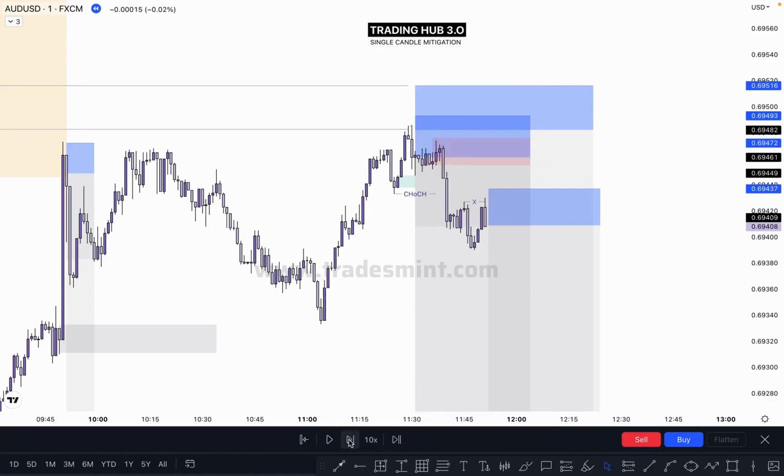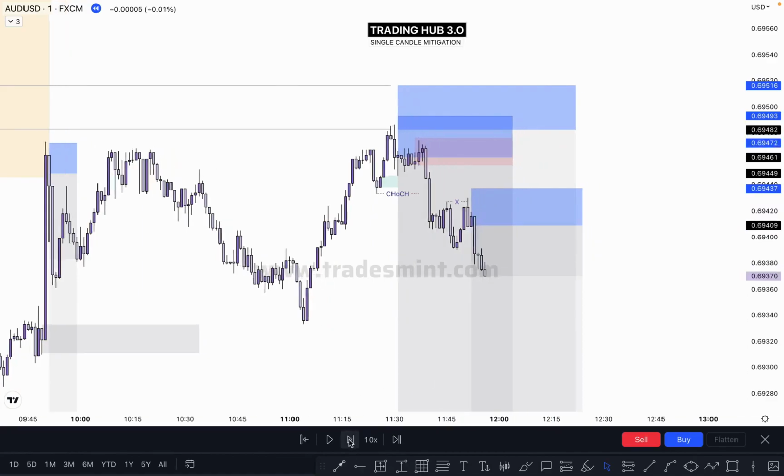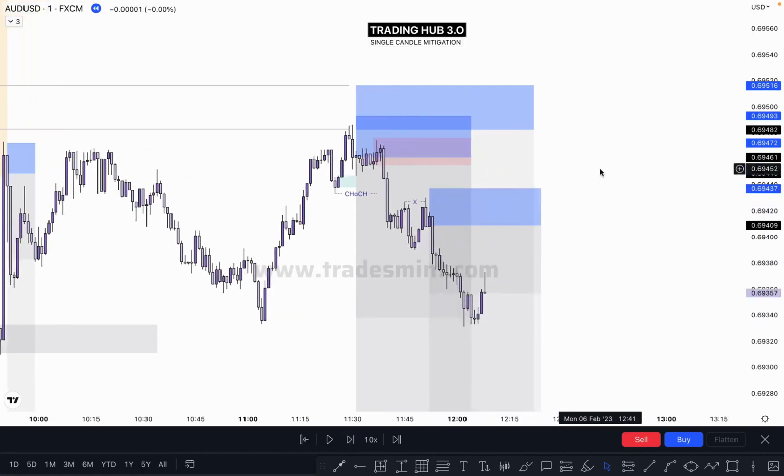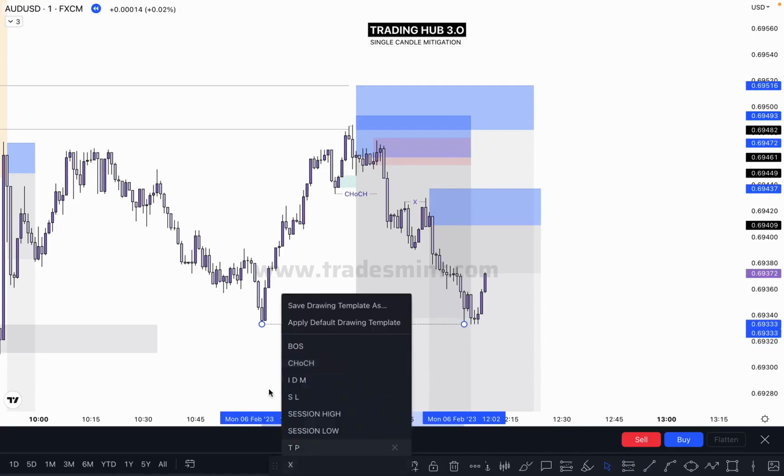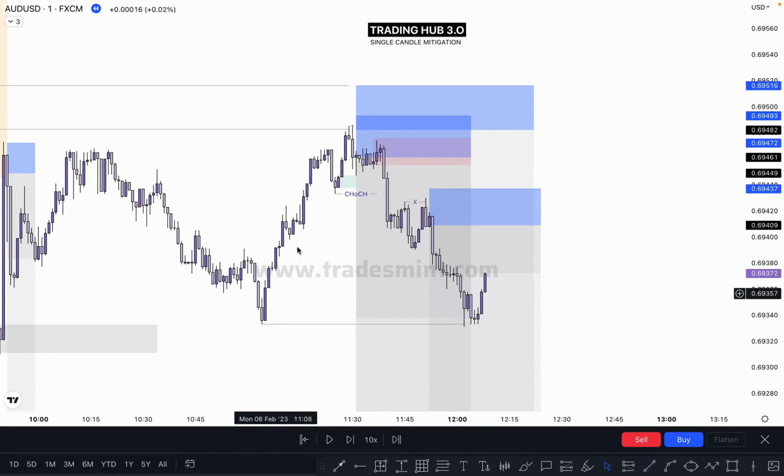So let's see what happened next after this one. The market is trying to push downside. All right, and one more thing I want to mention here. If the market breaks the previous low, which is here, right, then you don't need to add any single candle mitigation entry here. Why? Because the market took out the major low, which is here, right? And you have to put your stop loss on the break even point.